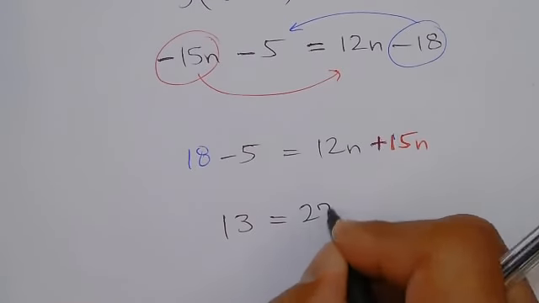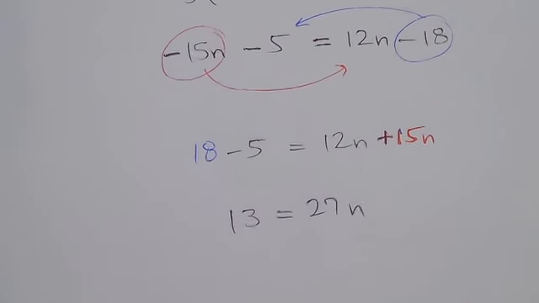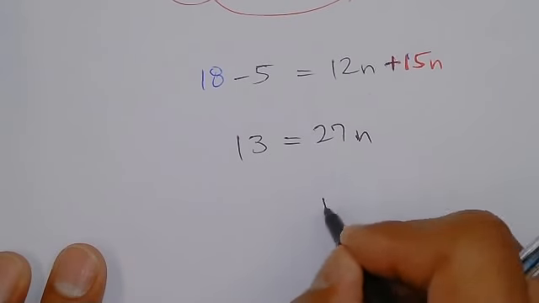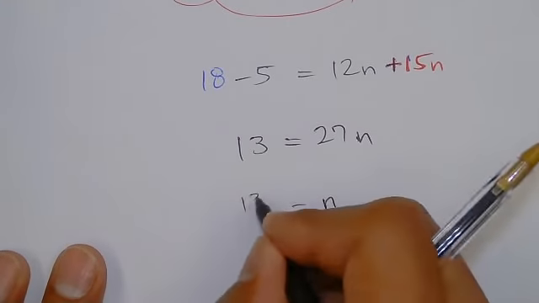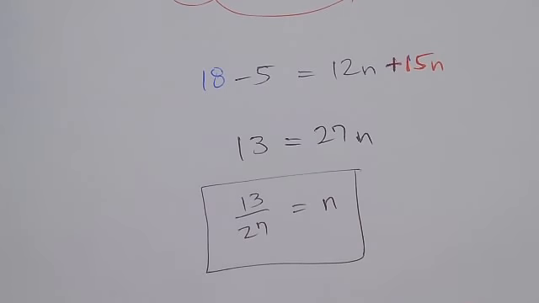Okay, so 18 take away 5, you guys should have 13. 13 is equal to 27n. Oh, wow, that's what it is. Solve for that. How do you solve for n? Divide. n is equal to 13 over 27. Okay, well, this is what you get, and it doesn't reduce.